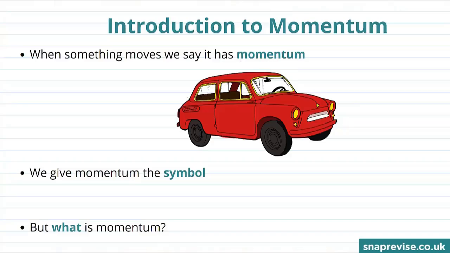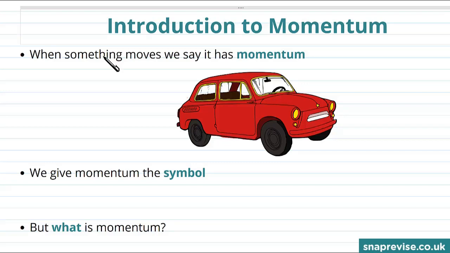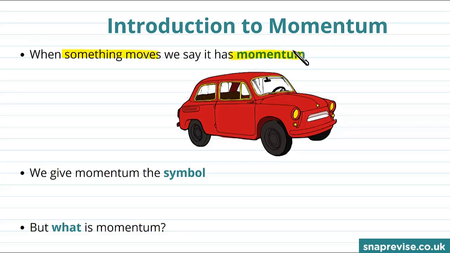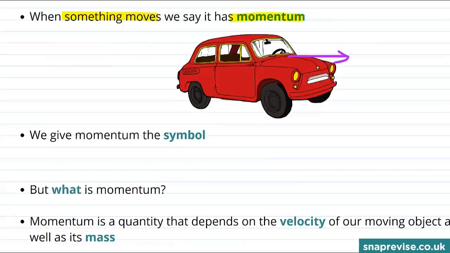Now you may have heard the word momentum being used in day-to-day life. In physics we say that when something moves, it has momentum. So here if this car is moving, then it will have momentum. And we give the momentum the symbol P.